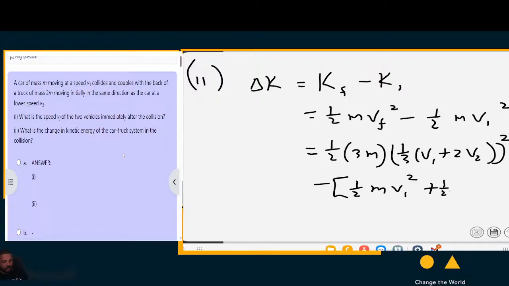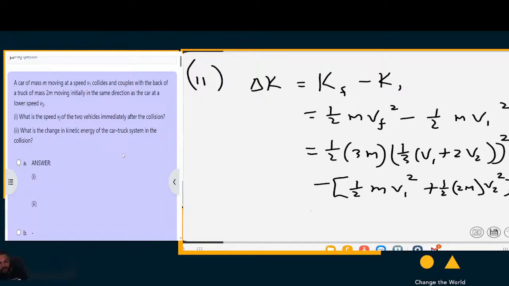Write it me. The initial mass of the truck is 2m. It travels with a velocity v2 initially, and you should square v2. Okay, and you close the bracket. Close the bracket. Okay, so now we have to just do simple algebra. You can then multiply all of that out. That is squared there. Multiply all of it out.